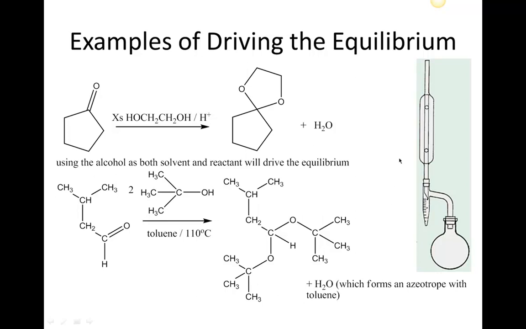This is called a Dean-Stark trap. And like I said, in lab you've done something like this, and the equipment's going to look slightly different, but in principle this is the way it works. So we drove the equilibrium by removing the water as it formed, and then we can make our acetal that way. And because we've got excess in here, we're going to go all the way to the acetal and not stop at the hemiacetal.